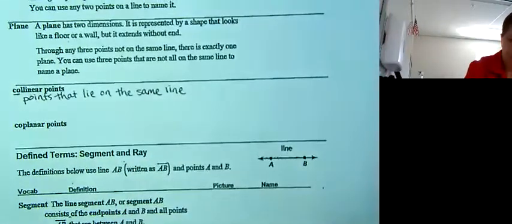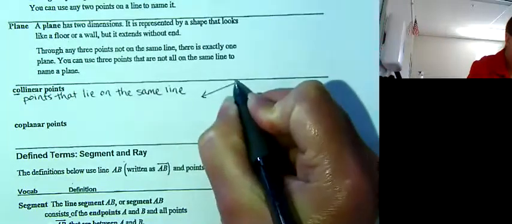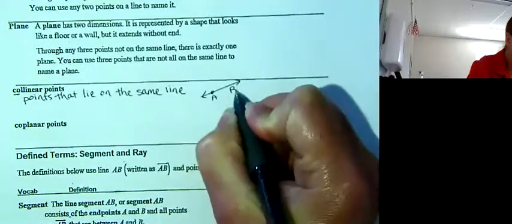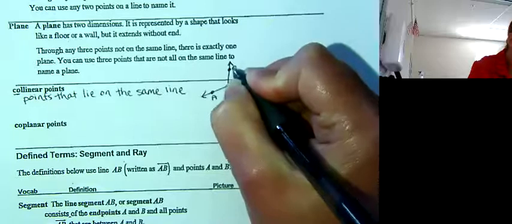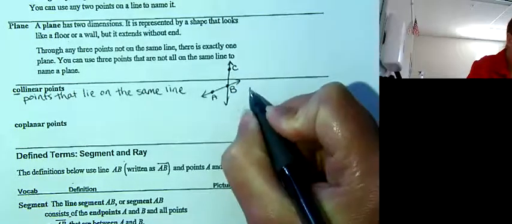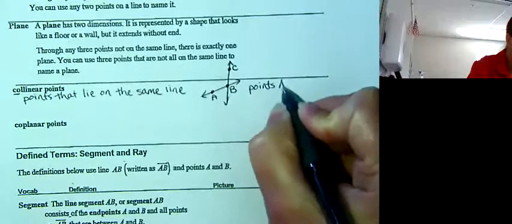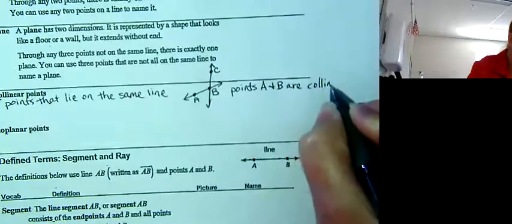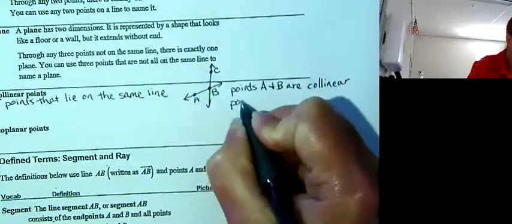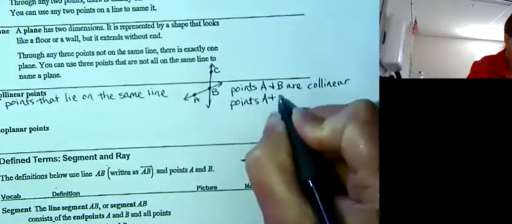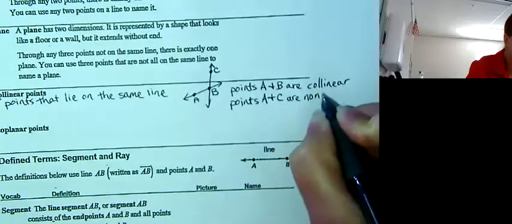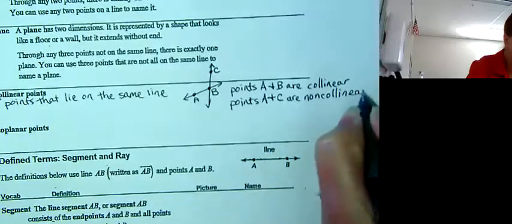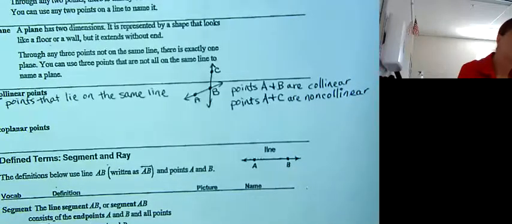So points that lie on the same line are collinear points. So if I had a picture that had 2 different lines on it, so if I have line AB, and I have a line that goes through here, line BC, points A and B are collinear. However, if I said points A and C, they are not collinear, so we would say they are non-collinear, which means they are not on the same line.